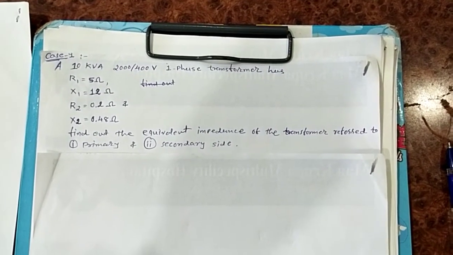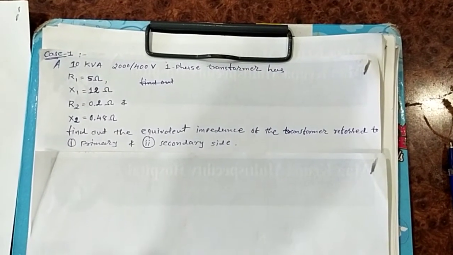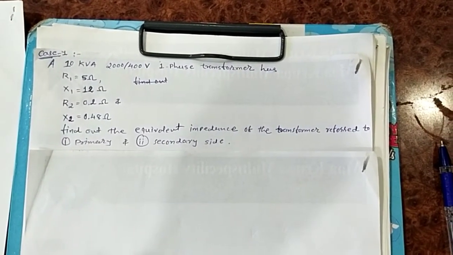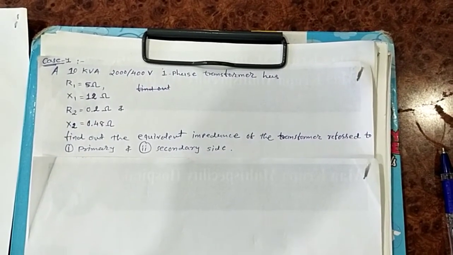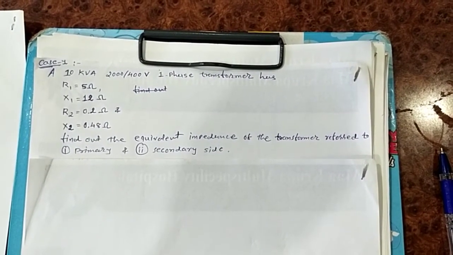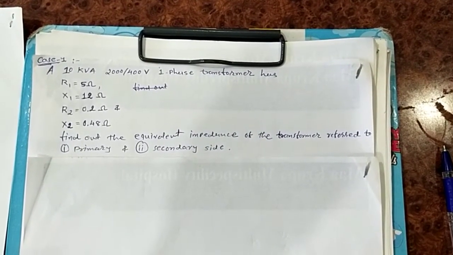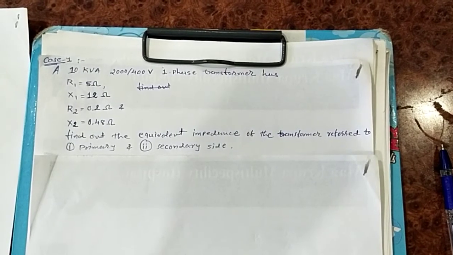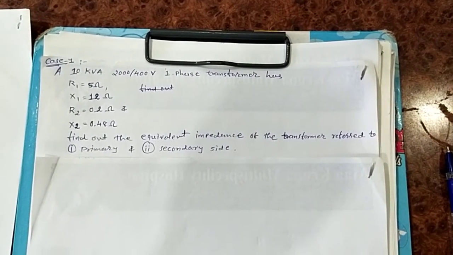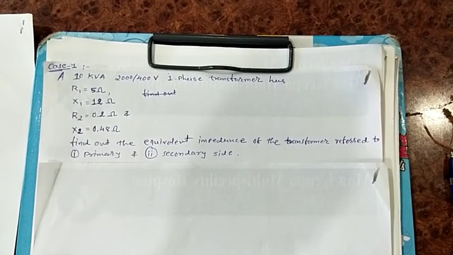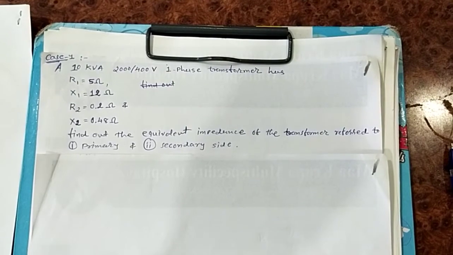The statement of the problem is: a 10 kVA, 2000 by 400 volt single phase transformer has R1 equal to 5 ohm, X1 equal to 12 ohm, R2 equal to 0.2 ohm, X2 equal to 0.48 ohm. These are the resistance and reactance of the winding.